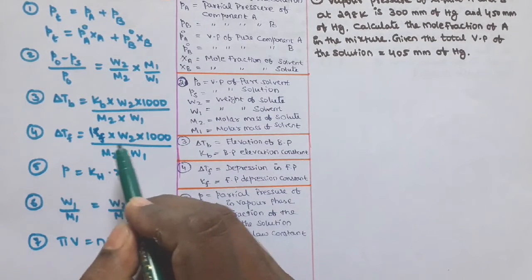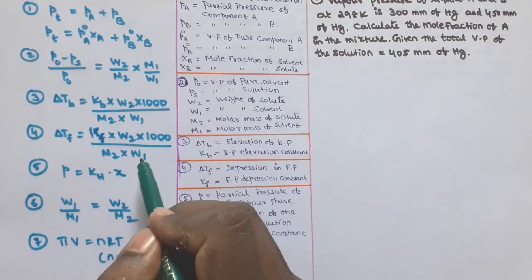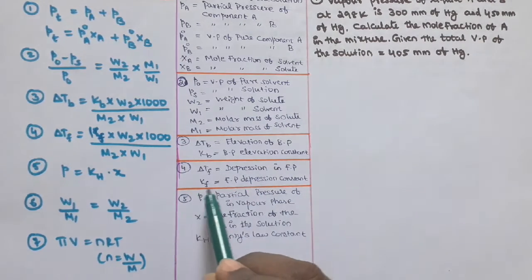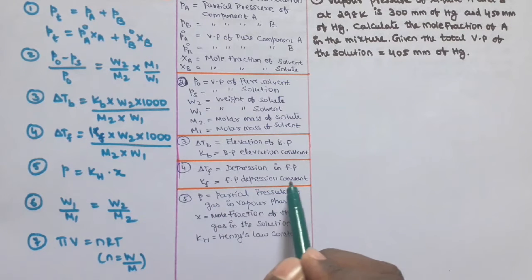ΔTf = Kf × W2 × 1000 / (M2 × W1). ΔTf is the depression in freezing point and Kf is the freezing point depression constant.